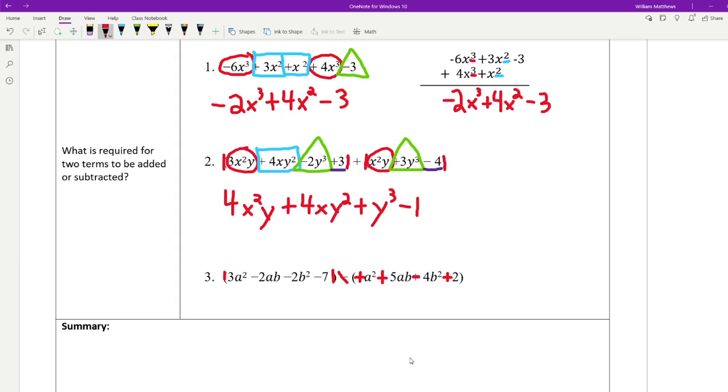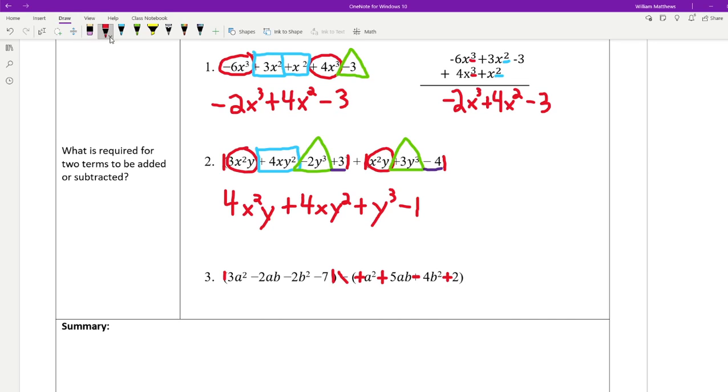So in this case, whenever you have a parentheses, if there's a negative in front of it, you need to change the symbol of every term inside the parentheses. It'd be the same as taking this negative and multiplying each part. Negative 1 times negative a squared is positive a squared. Negative 1 times negative 5ab is positive 5ab, and so on.